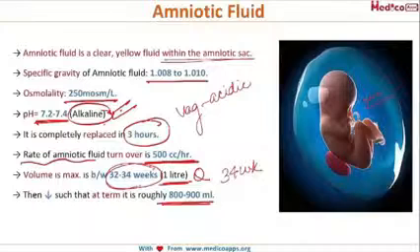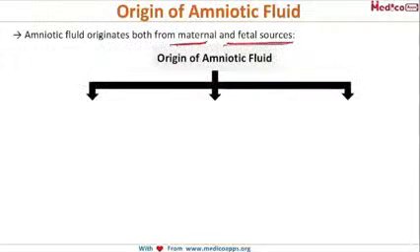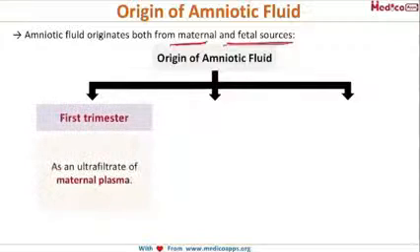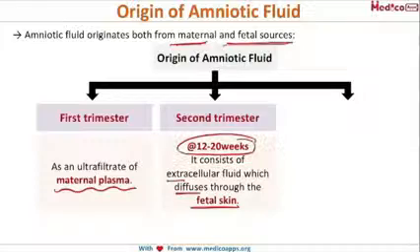Now let us learn about the origin of this amniotic fluid, that is, where does it come from? This amniotic fluid comes from both the maternal as well as the fetal sources, and the dynamics keep changing as the pregnancy advances. Now, in the first trimester of pregnancy, this amniotic fluid is mainly an ultrafiltrate of the maternal plasma, and as the pregnancy progresses in the second trimester, it mainly comes from the fetal skin. The extracellular fluid diffuses through this fetal skin to form the amniotic fluid between 12 to 20 weeks of gestation.